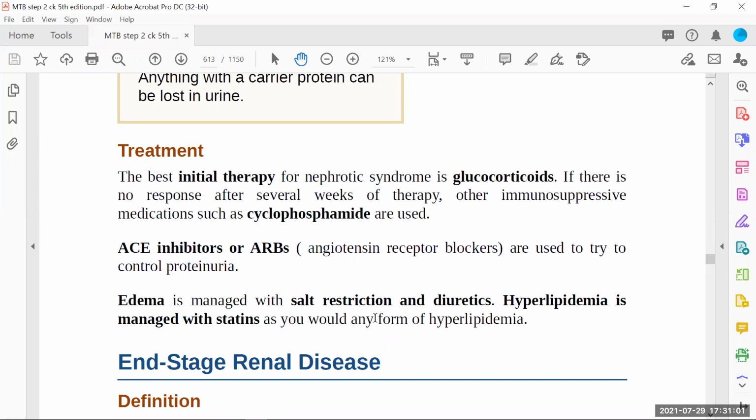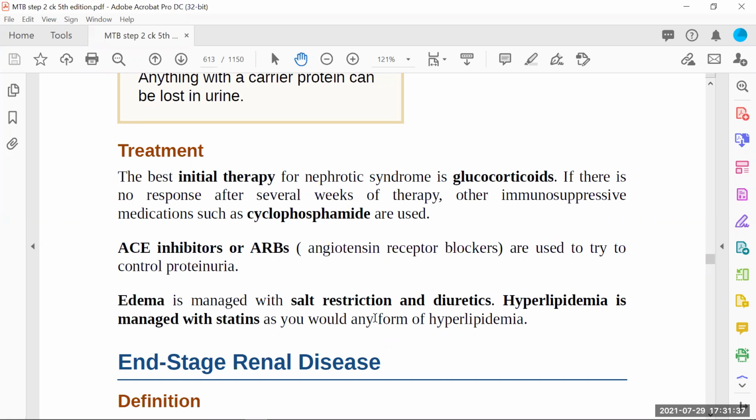Hyperlipidemia is managed with statins. You can start statins in order to prevent hyperlipidemia, as you would for any form of hyperlipidemia. Like the one you remember if you have done coronary artery diseases, we have to start statins to prevent hyperlipidemia, especially in diabetes, where the LDL level should be between 70 and 100. Our main aim is to maintain the LDL, because LDL is the one that maintains the lipid metabolism. So we can start statins in patients presenting with hyperlipidemia.